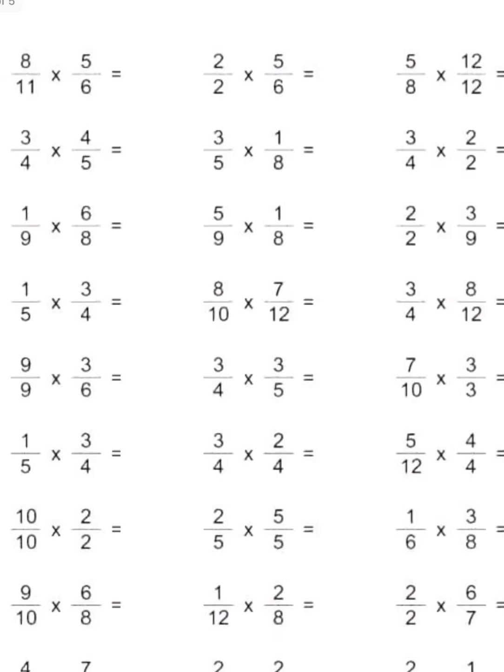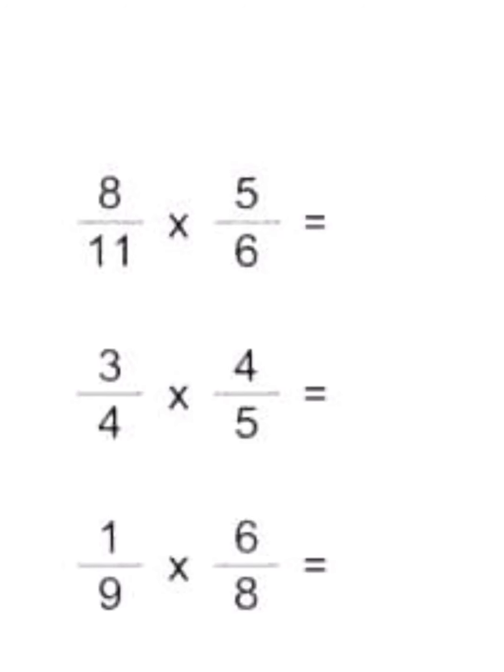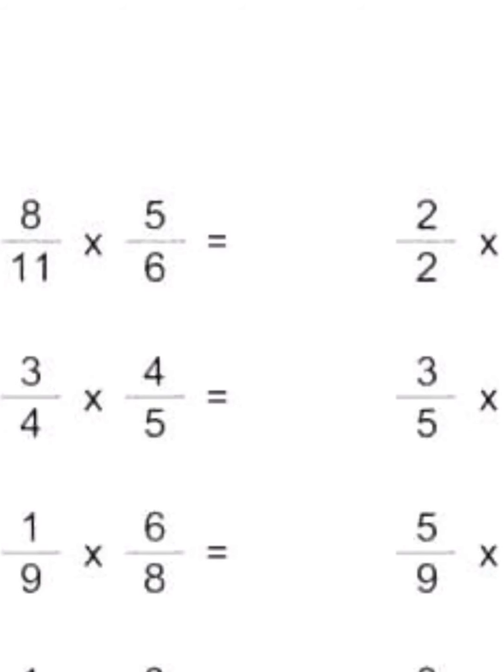Okay, now this worksheet is asking us to multiply these fractions. And to multiply these fractions, you just have to multiply like a regular multiplication. So you would just multiply these two and these two. So you would multiply 5 times 8, and 5 times 8 would be 40. And 11 times 6 would be 66. And that's your answer.